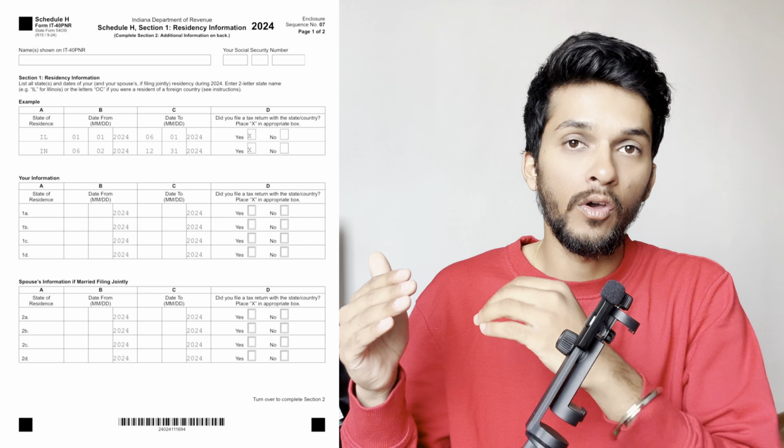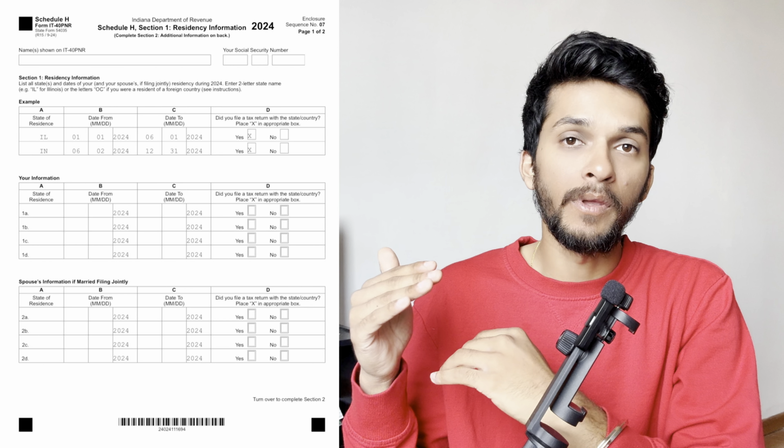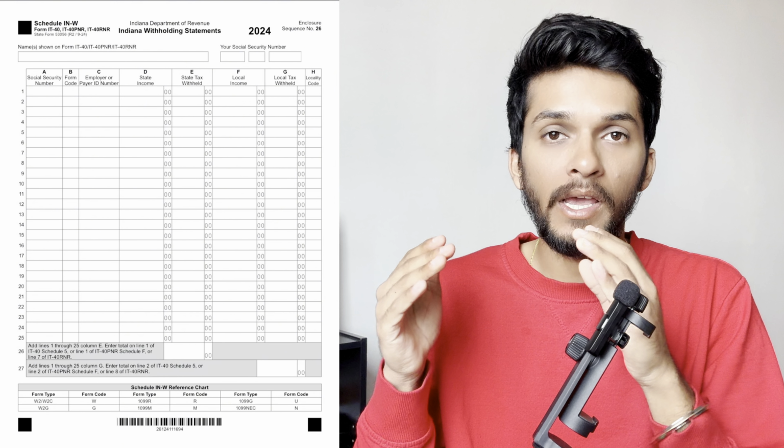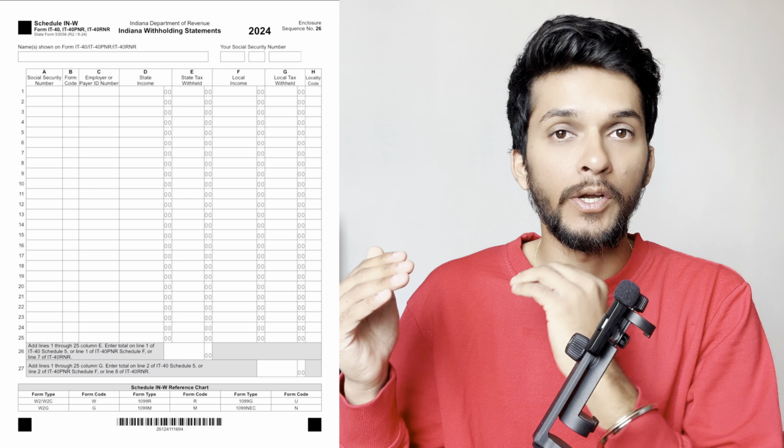You just attach it after your Schedule F or Schedule IN-DEP if applicable. The next form is Schedule IN-W. This is for withholding from your pay. This is to be filled with your taxes and you don't need to sign and date this form, just attach it after your Schedule H.